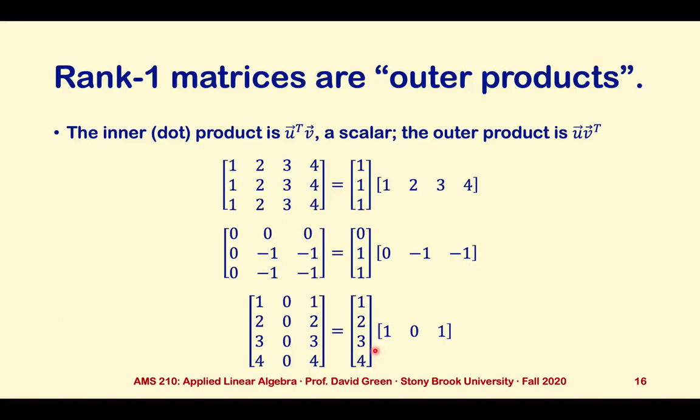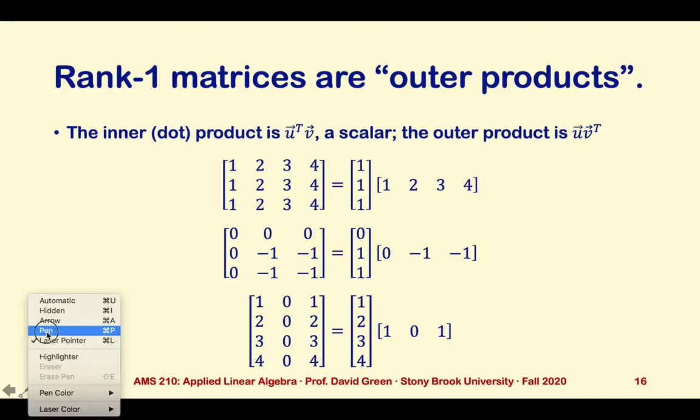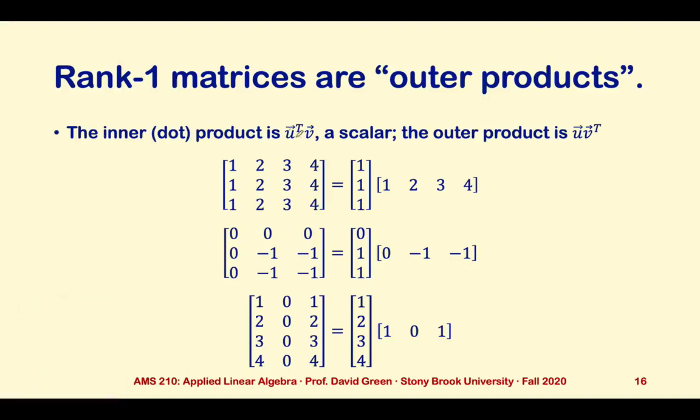Rank 1 matrices can always be expressed as what we refer to as outer products. We've seen inner products. Inner products are dot products. If we start with a column matrix V that is n by 1, and we multiply its transpose, 1 by n, with another column matrix of the same size, this gives us 1 by 1, or a scalar. This is the dot product we've seen before.